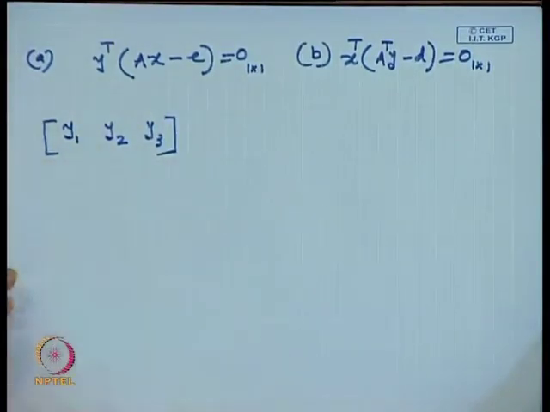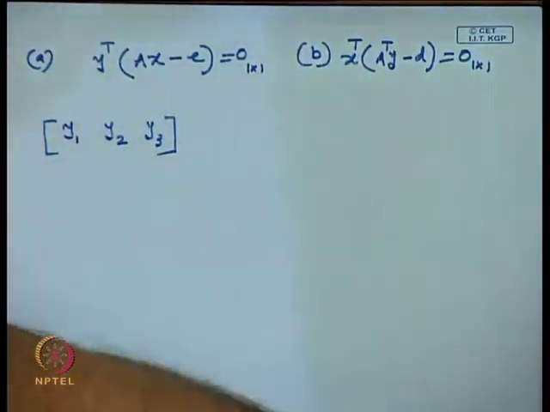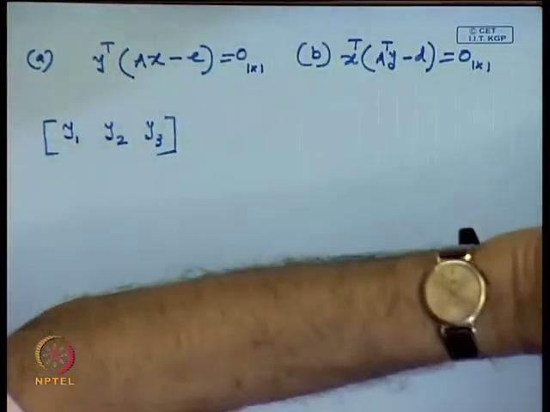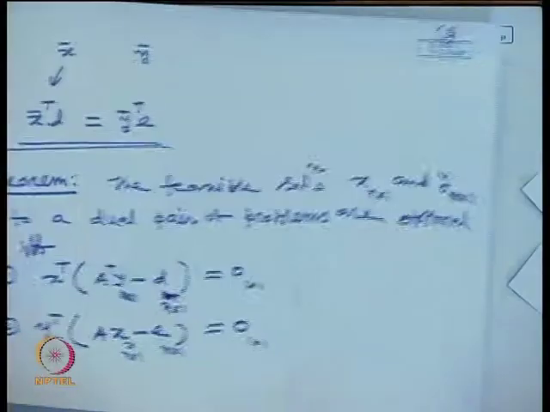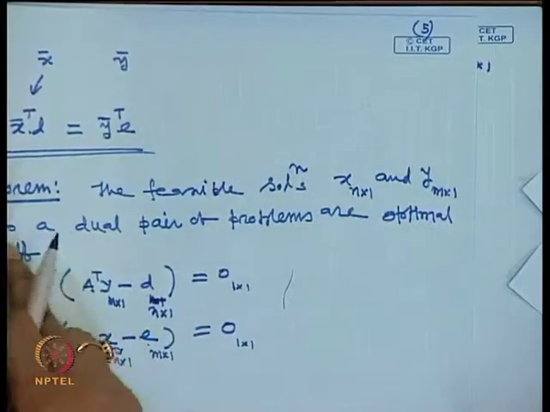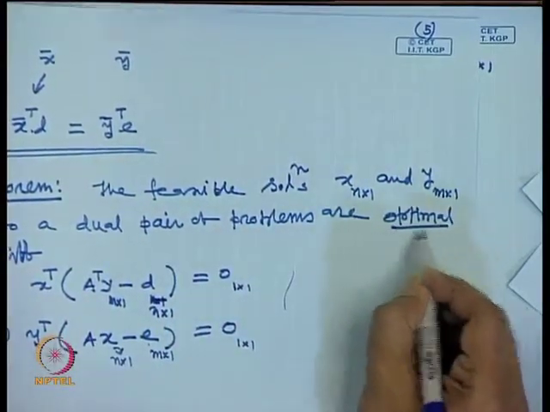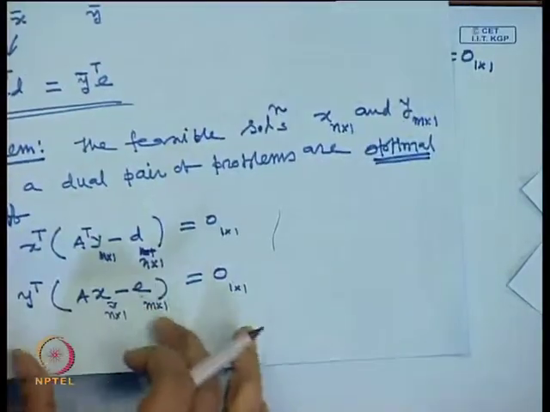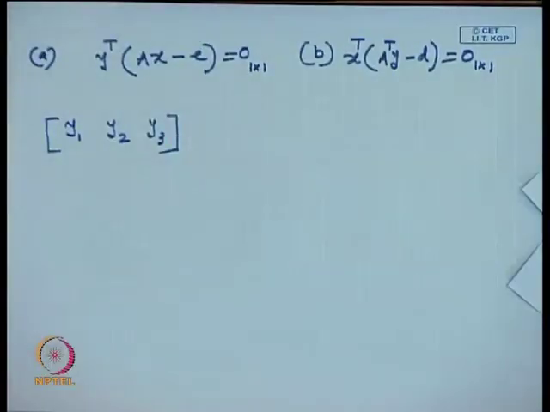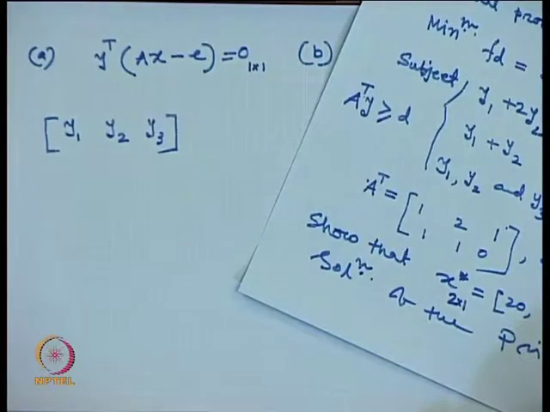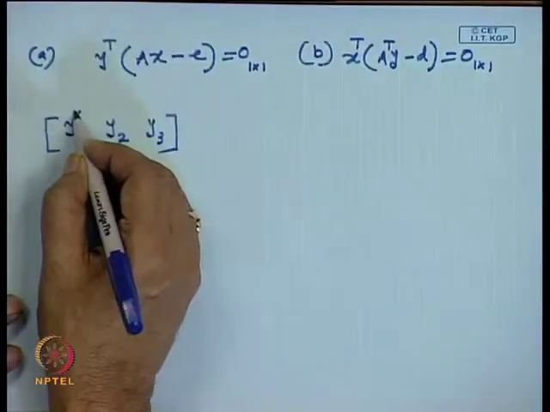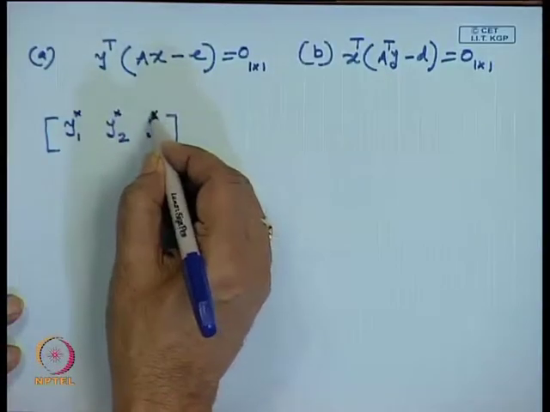If you see this theorem, it tells us that if x and this solution of the dual problem are primal optimal, then this is equal to this. Our problem is given: show that this optimal solution is, that is, find out the optimal solution of the dual problem, y1, y2.